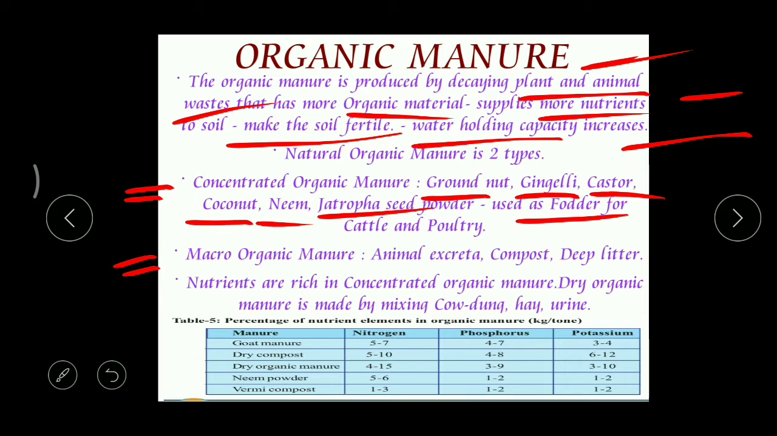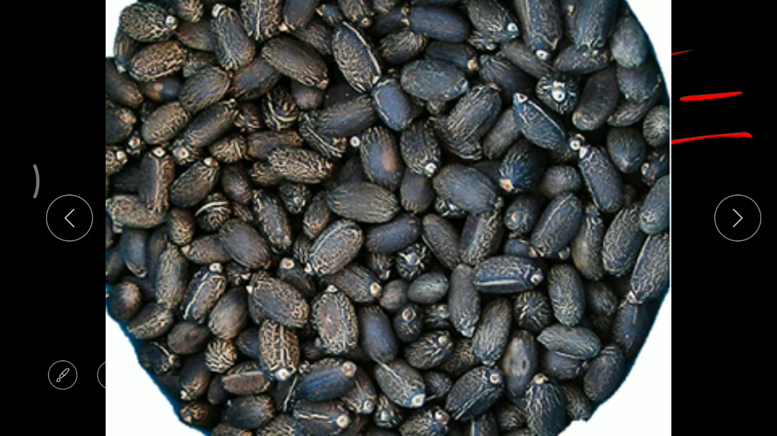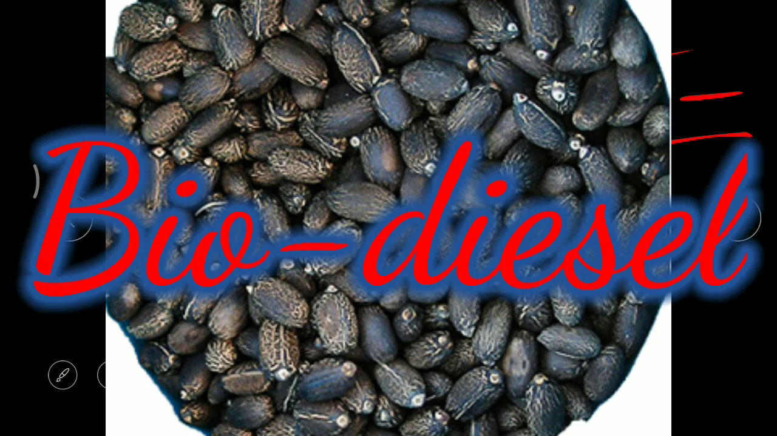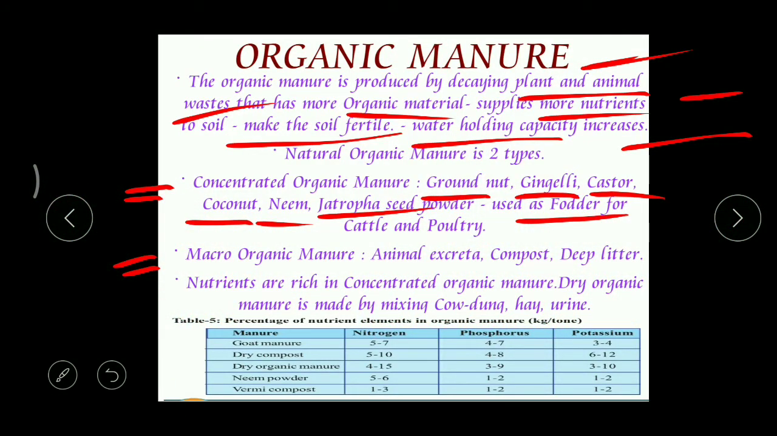Got it? And jatoba seeds are used for another purpose. What is that? From these seeds we can prepare biodiesel, right? Now the government is trying to use more and more biodiesel. Got it? Okay. So that's about concentrated organic manure. And now let's come to the second one. There is a macro organic manure.